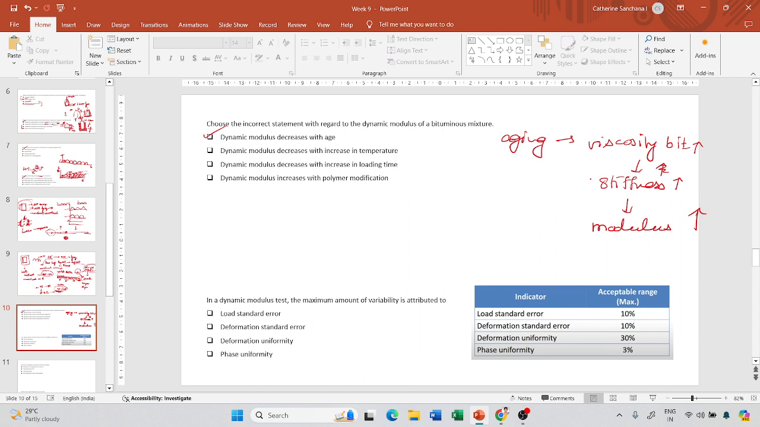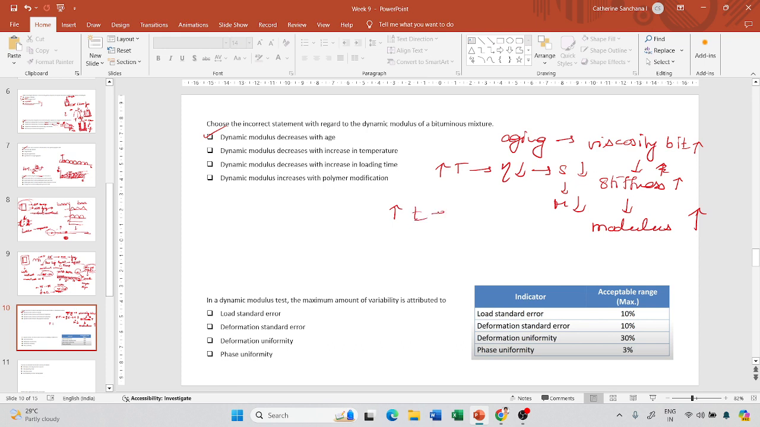So dynamic modulus decreases with increase in temperature. With increase in temperature, your viscosity decreases, and so stiffness decreases, and so modulus decreases. Okay, so this statement is correct. Dynamic modulus decreases with increase in loading time. So what does this increase in loading time mean?